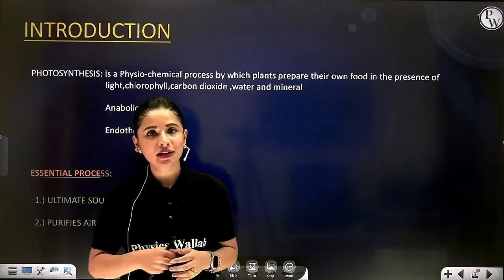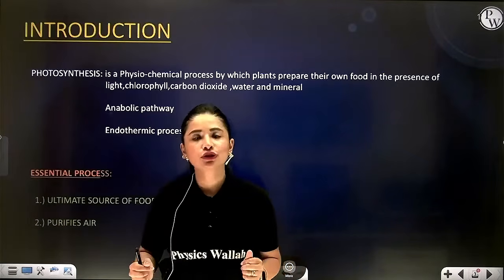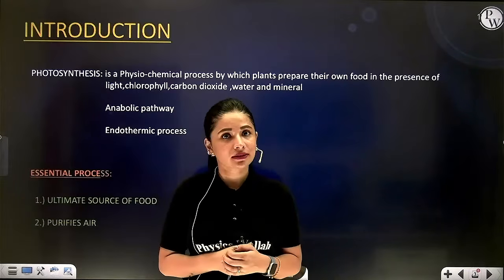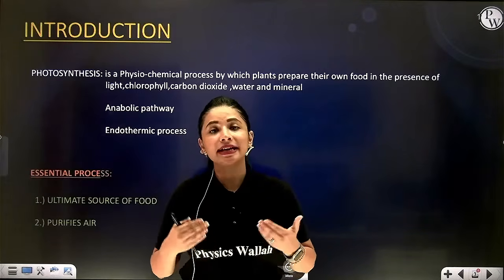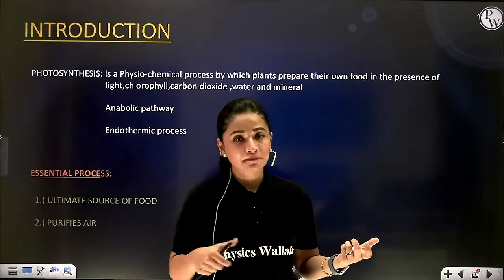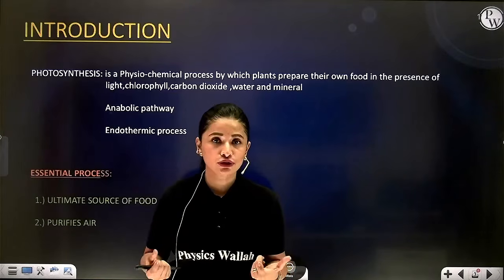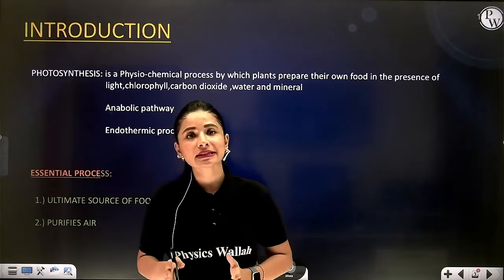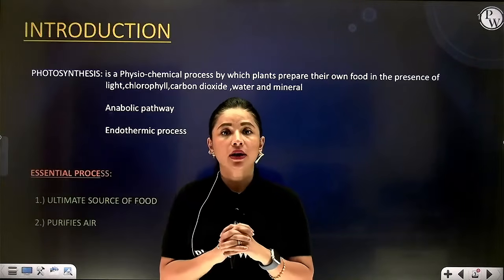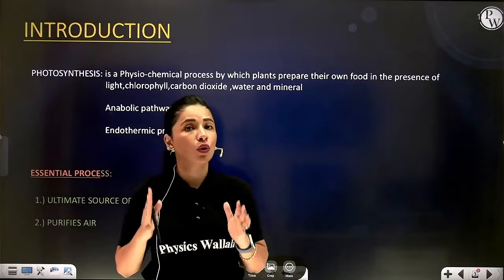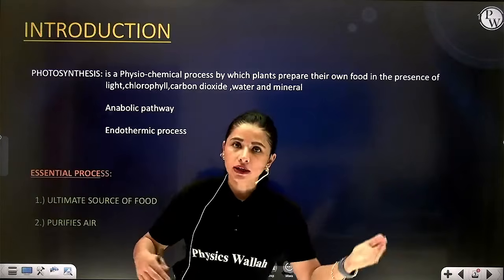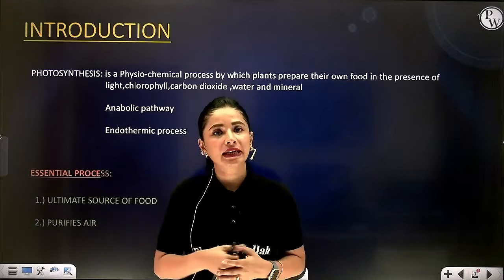Starting with the introduction part, first you should know what is photosynthesis. How will you define photosynthesis? So the term itself explains its definition. Photo means light, synthesis means to produce. So photosynthesis is a physico-chemical, a biological phenomenon by which plants prepare their own food in the presence of light, carbon dioxide, water, minerals and chlorophyll pigment.